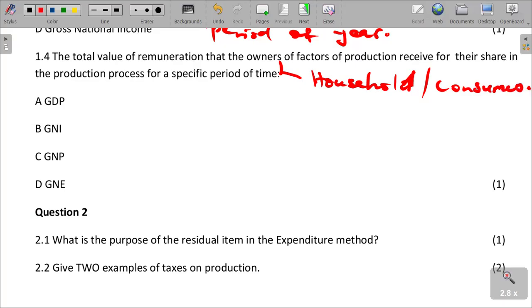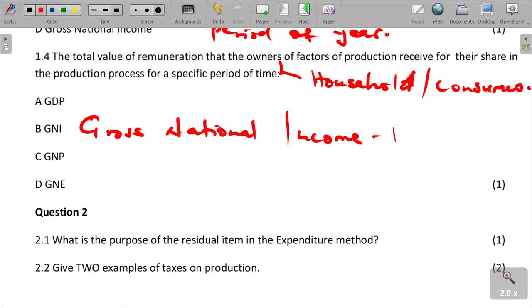So now, what I want us to understand is, what is the total value of remuneration? It is known as gross national income. It is gross national income, which actually measures total income earned by the country's residents.